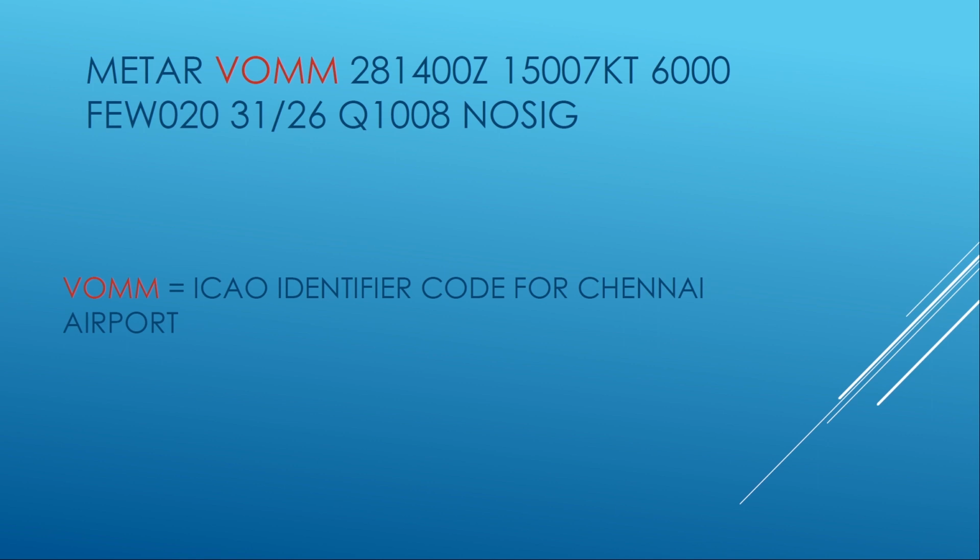The first block of information is the airport location identifier in ICAO format, or the ICAO code. It's very easy to find the ICAO code for any airport. You can just Google it, or you can use certain apps to find the airport ICAO code. I'll put the links of apps I use in the description. So in this example, we have VOMN, or Victor Oscar Mike Mike, which is Chennai Airport in India. This lets you know which airport this weather information is valid for.